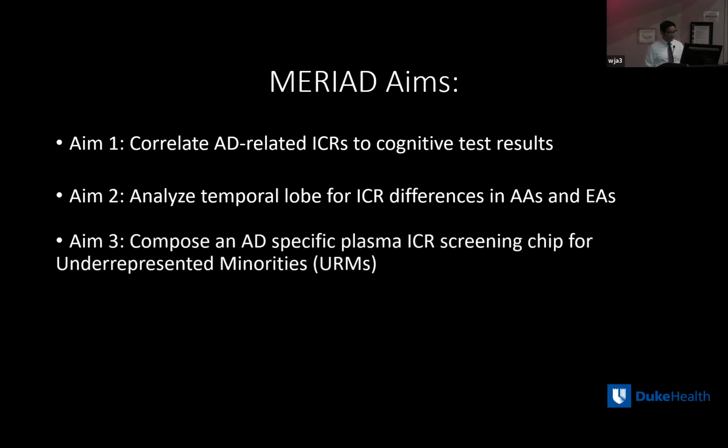And lastly, compose AD-specific plasma ICR screening chips for other underrepresented minorities. This includes the Latinx population and even the Asian population. They're highly underrepresented in Alzheimer's disease, but my hypothesis is that with the ICR screening chips, we're going to see a significant overlap in the African American population when we compare it to other underrepresented minorities as well. So, please.